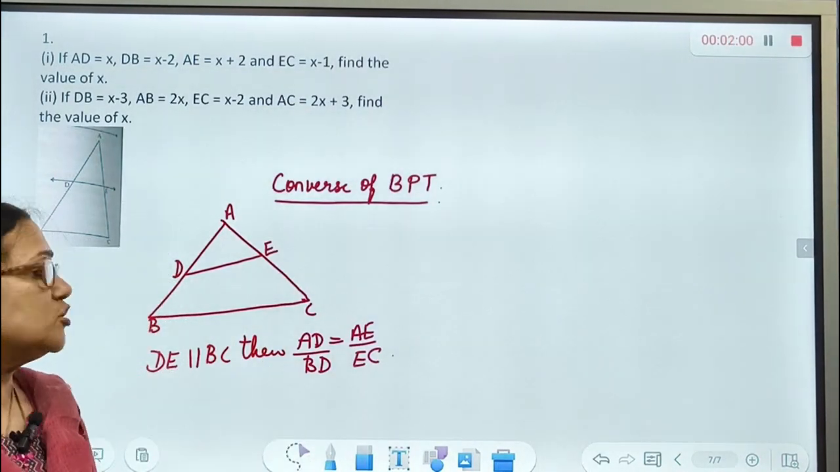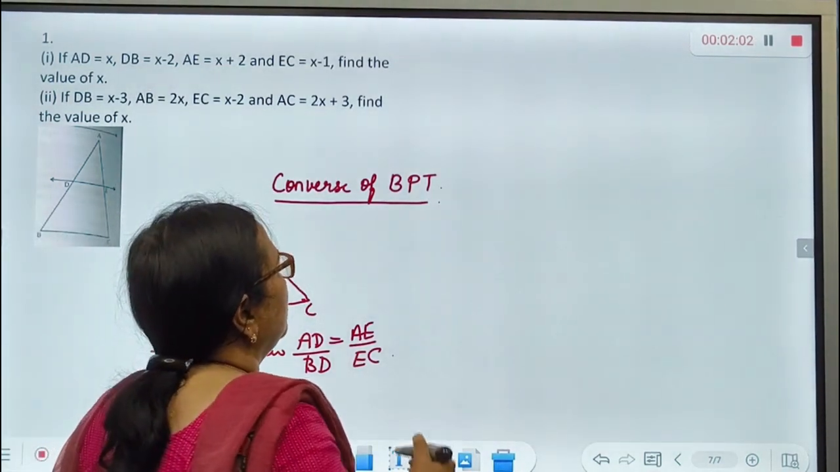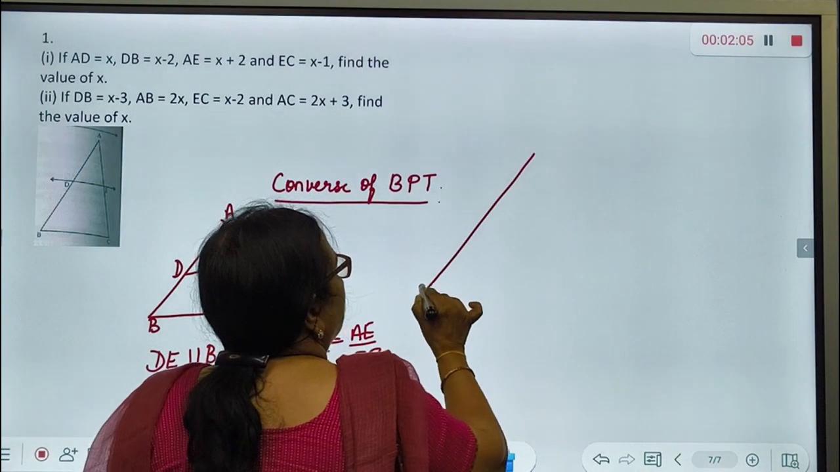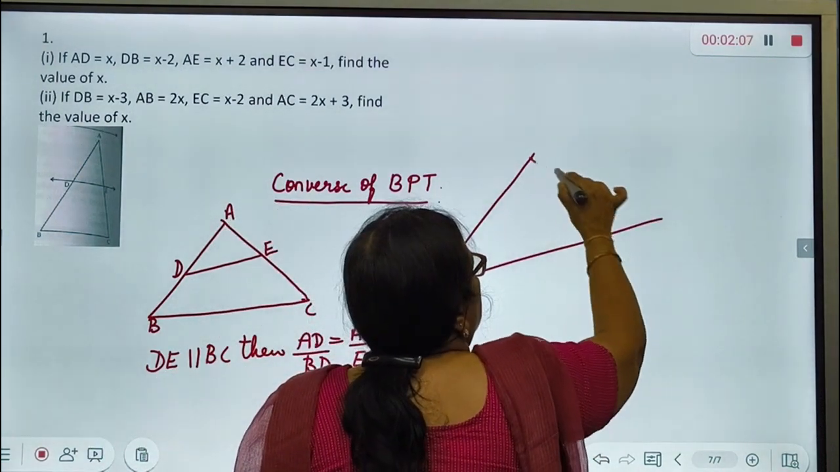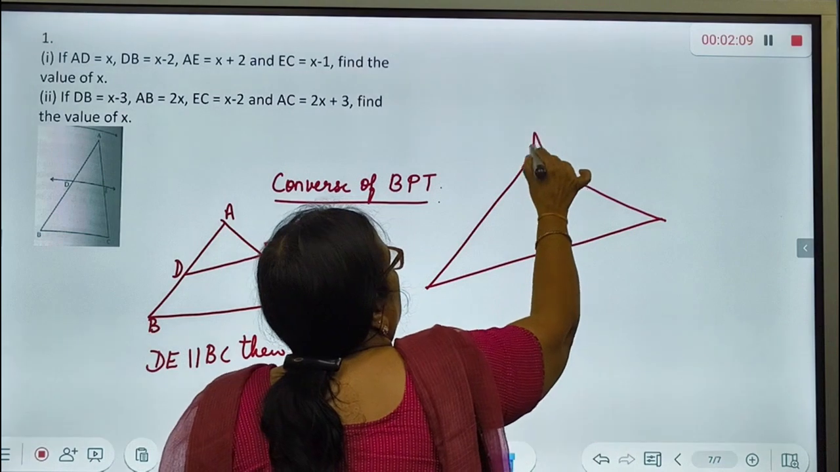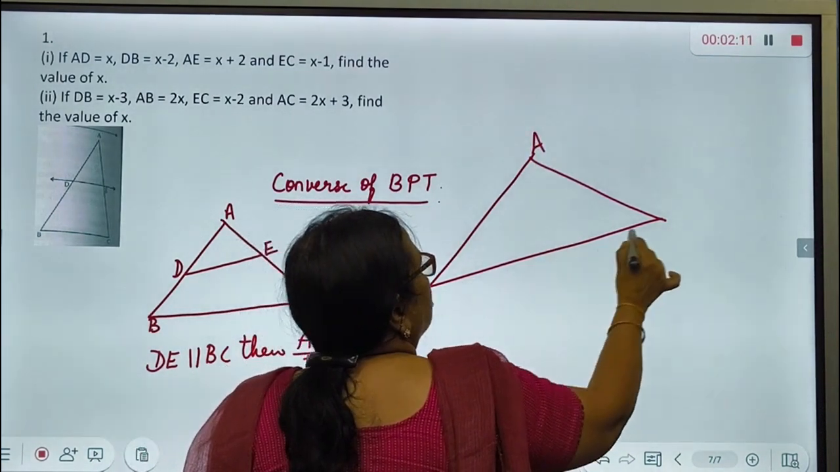Now, what will be the converse of this statement? That is what we are going to see now. So, let us draw a triangle ABC.